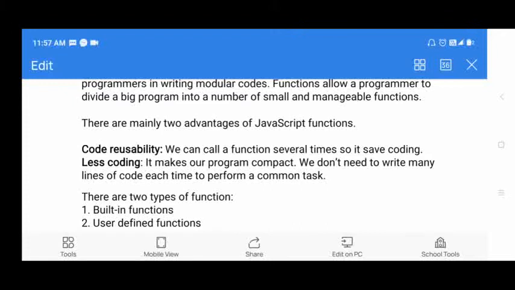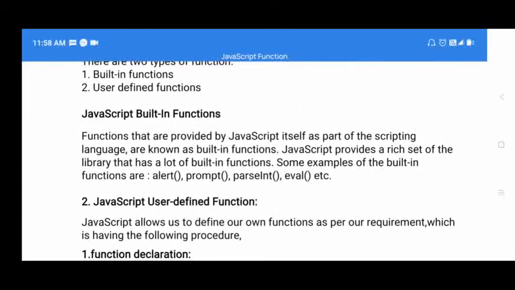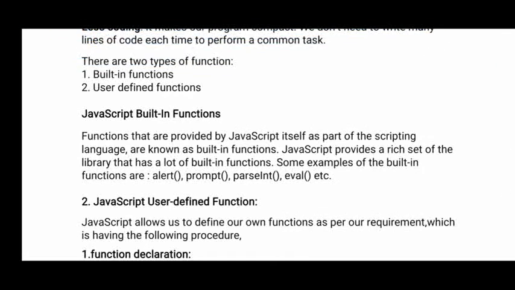Now, how many types of functions do we have in JavaScript? There are two types of functions in JavaScript. One is a built-in function, and the second one is a user-defined function. How many types of functions do we have? One is built-in, and the second is user-defined.